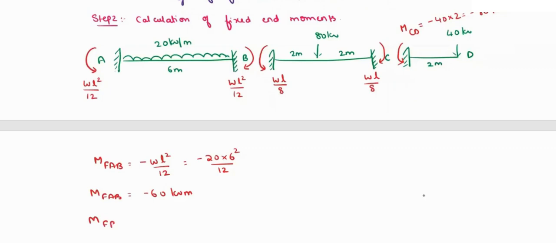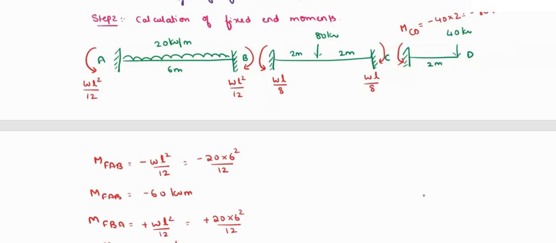Similarly, what is your MFBA? MFBA will be equal to plus WL squared by 12. Why? Because this is in clockwise direction. So this will be equal to plus 20 into 6 squared by 12. So MFBA will be equal to plus 60 kilonewton meter.